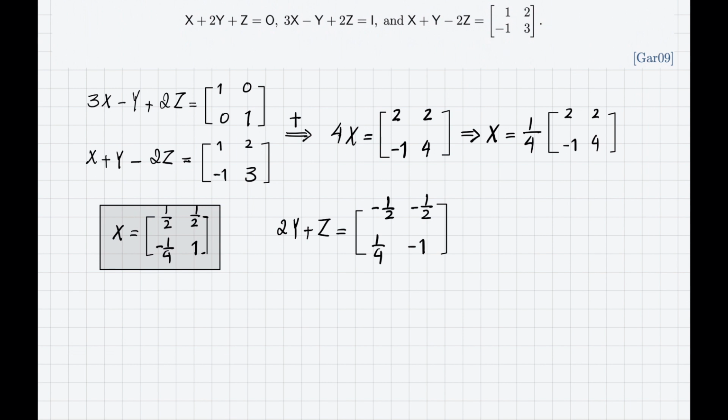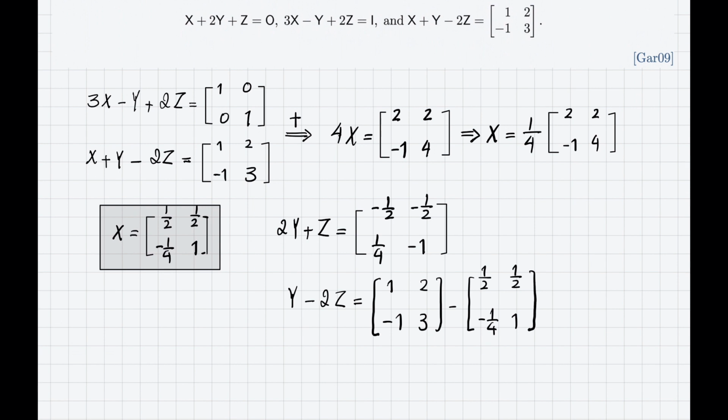So I will have y minus 2z is equal to this matrix 1, 2, minus 1 and 3 minus matrix x, which is 1 over 2, 1 over 2, minus 1 over 4 and 1. Yes? And then let me simplify this.